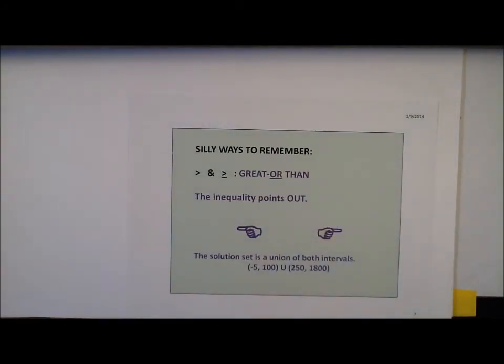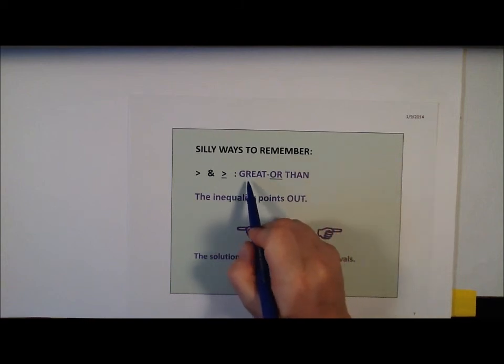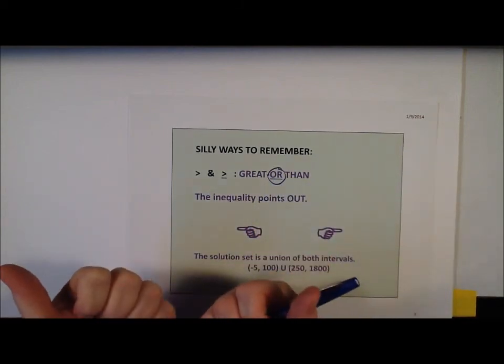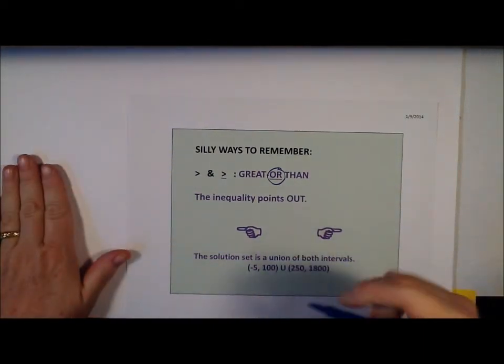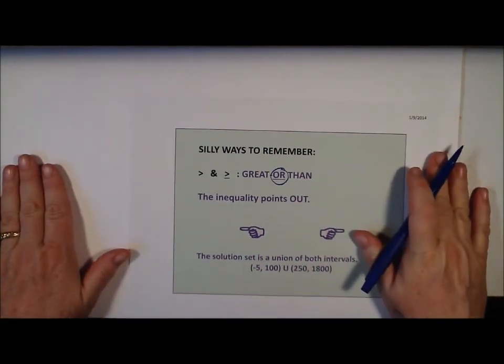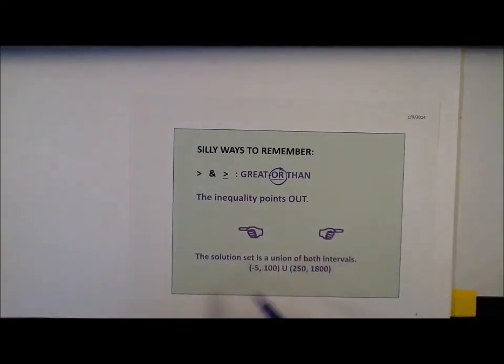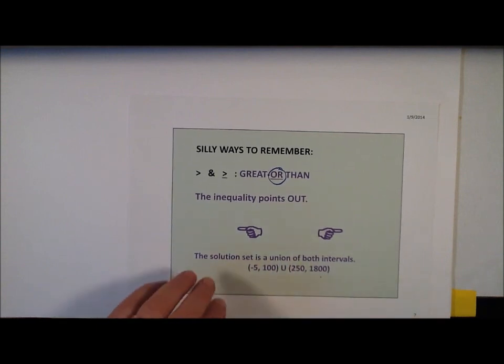So here's my silly ways to remember. If it's greater than, it's great-or than. And the inequality points out, because it's this one or it's this one. When it was less than, it was this one and this one. And the solution set is a union of both intervals. And that's it.